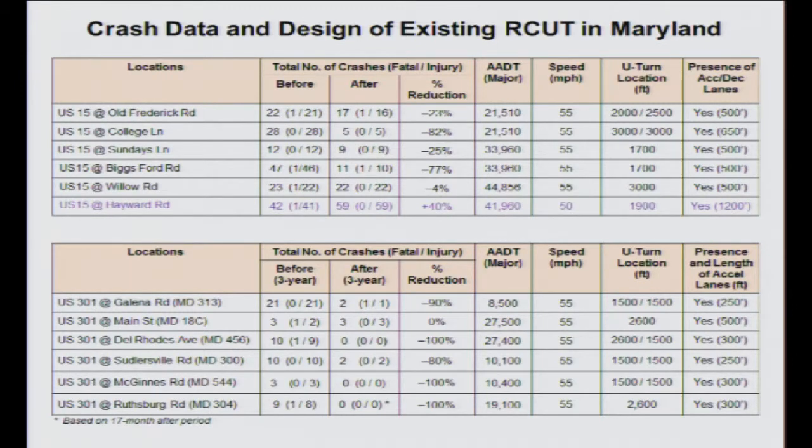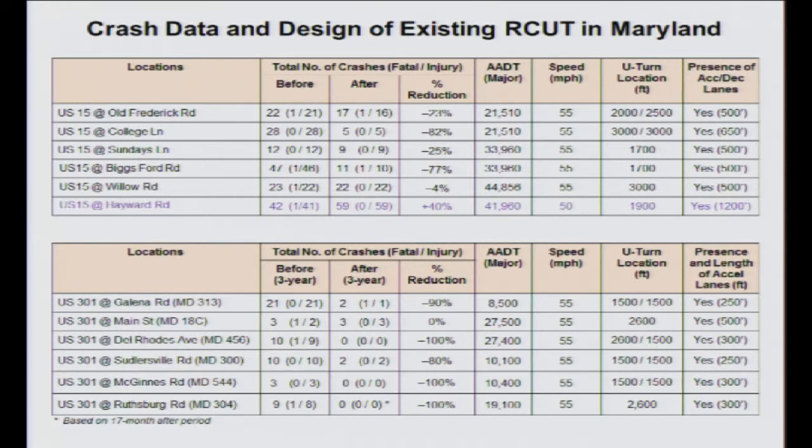If you look at the difference here, these are all T intersections. This U-turn opening is 3,000 feet, and this U-turn opening location is only 1,900 feet. So this intersection did not provide enough distance for acceleration, changing lanes, and deceleration. That's probably what caused the increase in crashes.